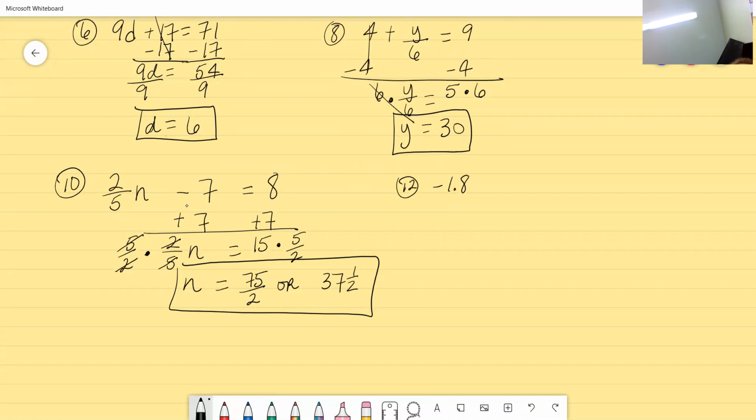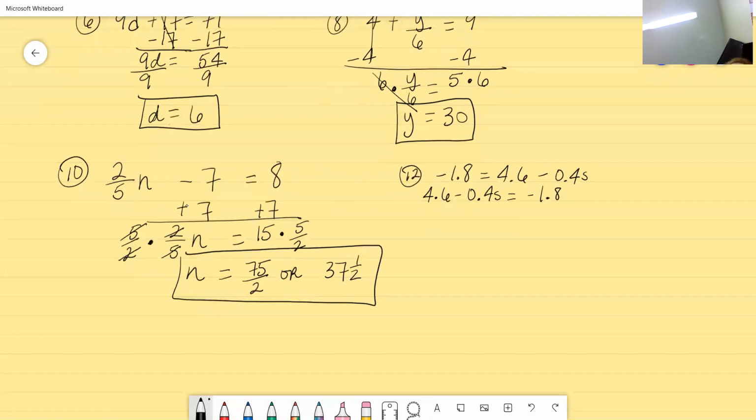Okay, 12, we're working with decimal points. Negative 1.8 equals 4.6 minus 0.4s. So again, I'm going to do this the way I mentioned earlier using the symmetric property of equality. So let's go ahead and put the entire side with our variable on the left. We'll just rephrase this as 4.6 minus 0.4s equals negative 1.8.